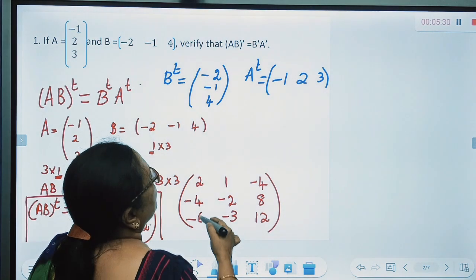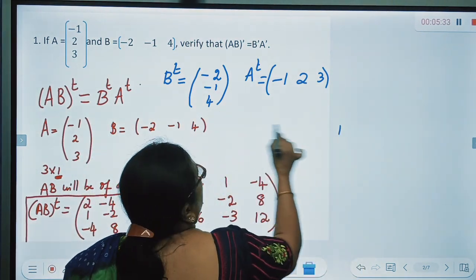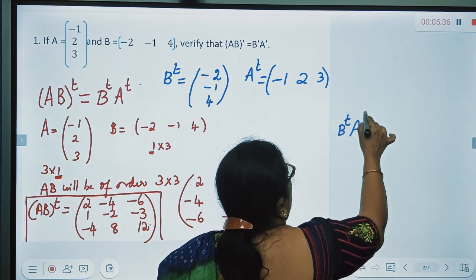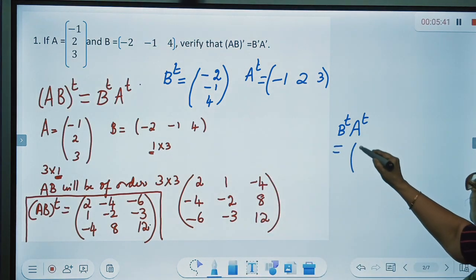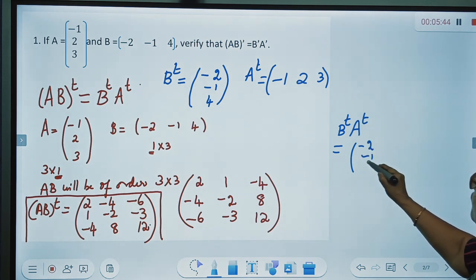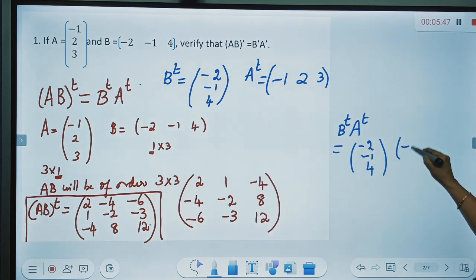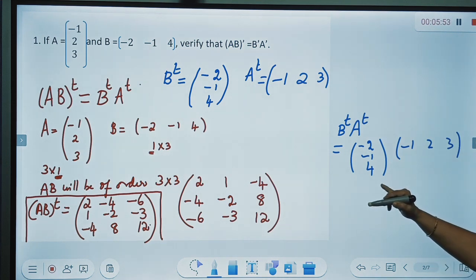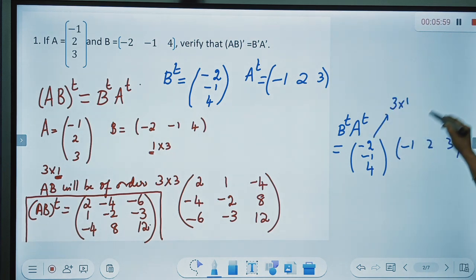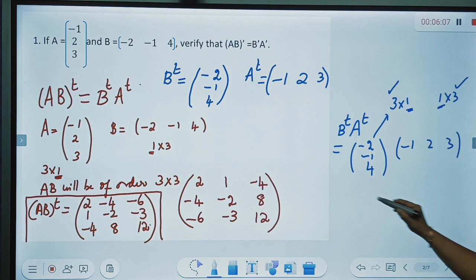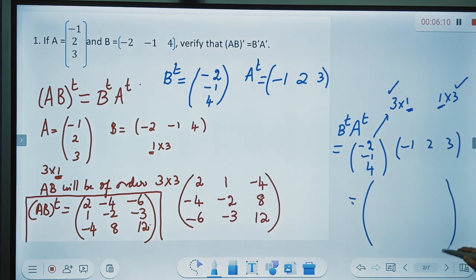Now what will be B transpose A transpose? It will be [-2, -1, 4] into [-1, 2, 3]. Now, is this multiplication defined? What is the order of this? 3 rows and 1 column. This is 1 row and 3 columns. So, these two are the same, and the resulting matrix will be of order 3 by 3. So, the product will be 3 by 3.